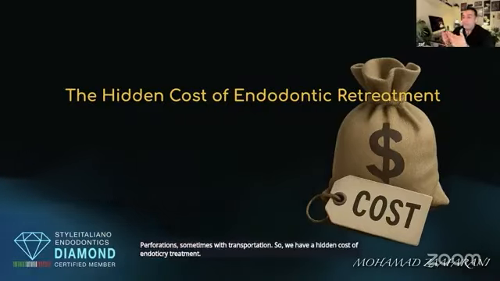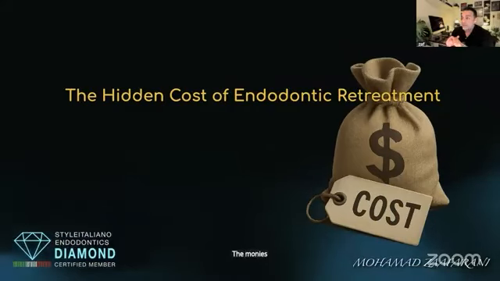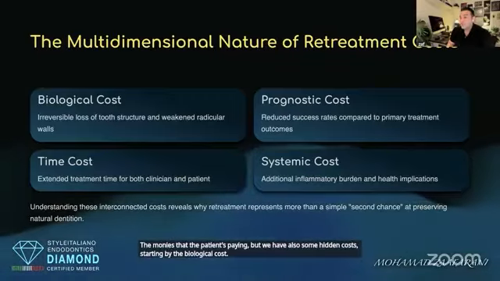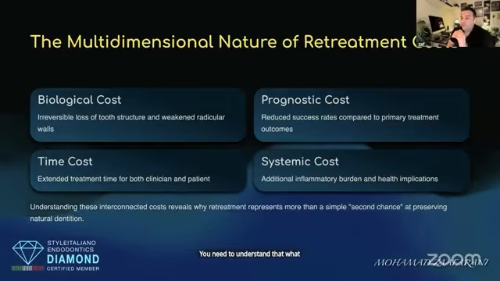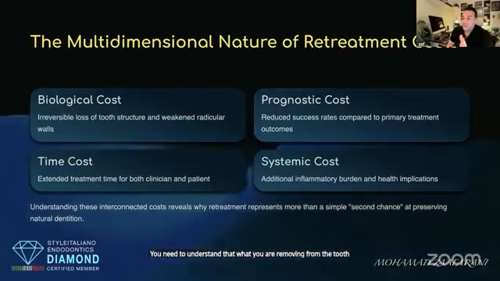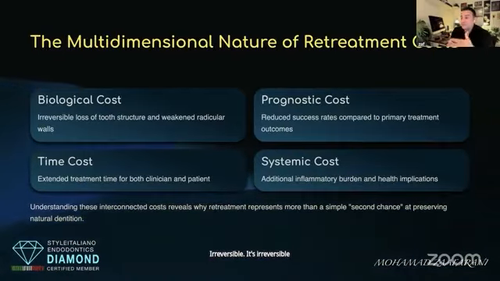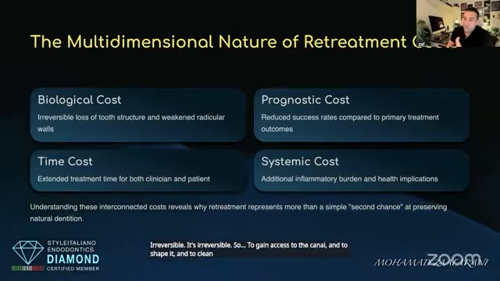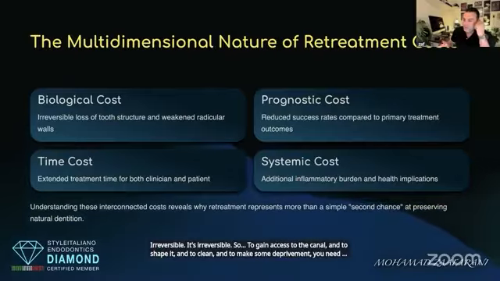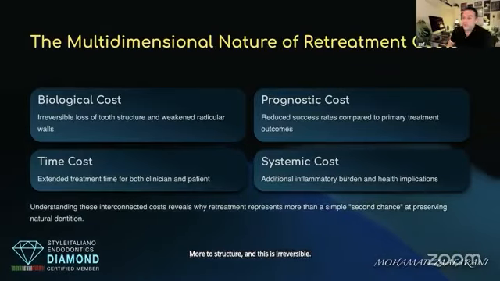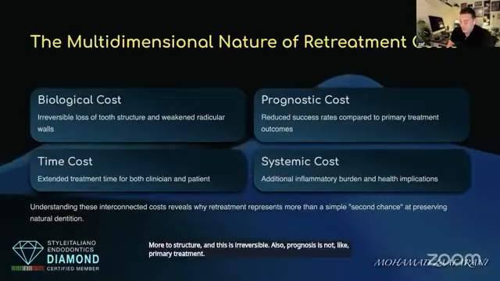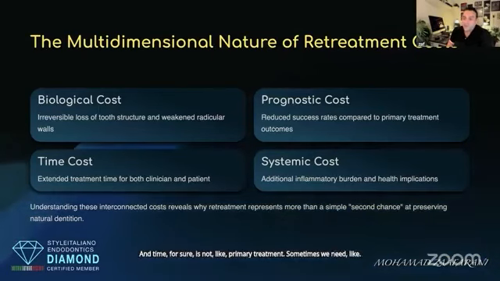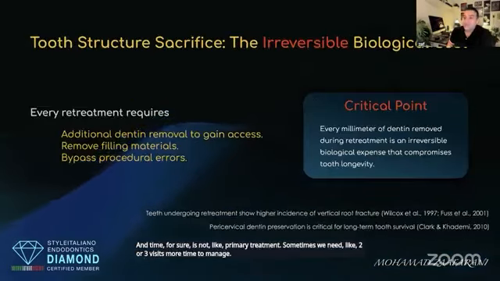It is not only about the money that the patient's paying, but we have also some hidden cost, starting by the biological cost. You need to understand that what you are removing from the tooth is not reversible. It's irreversible. So to gain access to the canal and to shape it and to clean and to make some debridement, you need to remove more tooth structure, and this is irreversible. Also, prognosis is not like primary treatment, and time for sure is not like primary treatment. Sometimes we need like 2 or 3 visits, more time to manage retreatment case.